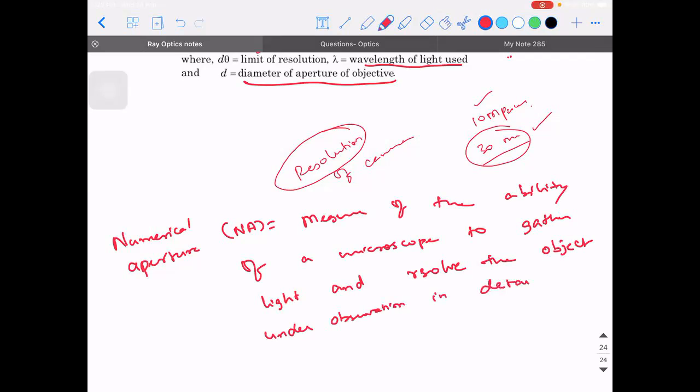You understand what resolve means, right? To resolve means seeing them as two distinct objects. That is resolve. Okay. So write it down. The numerical aperture's formula is 0.61 times lambda divided by d, where lambda is the wavelength of the light used, d is the minimum separation between the two points for them to be seen as different objects. D is the limit of resolution.